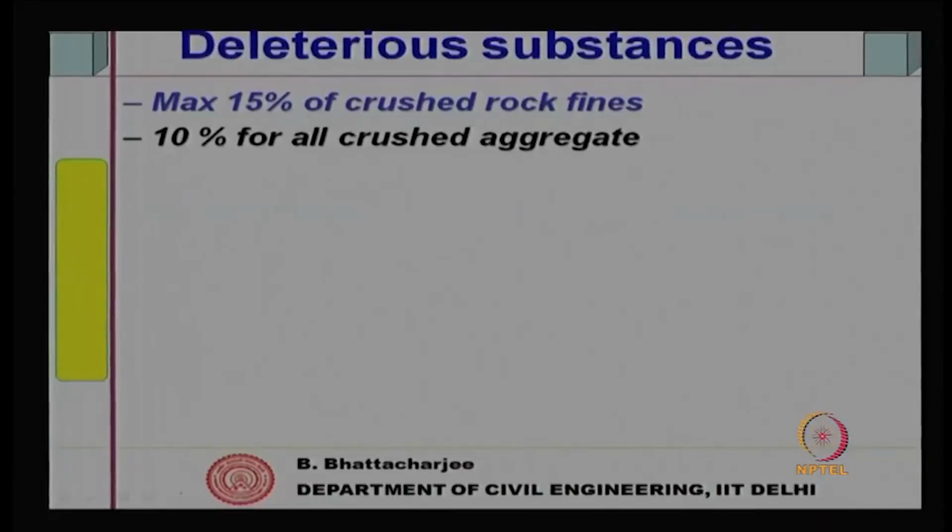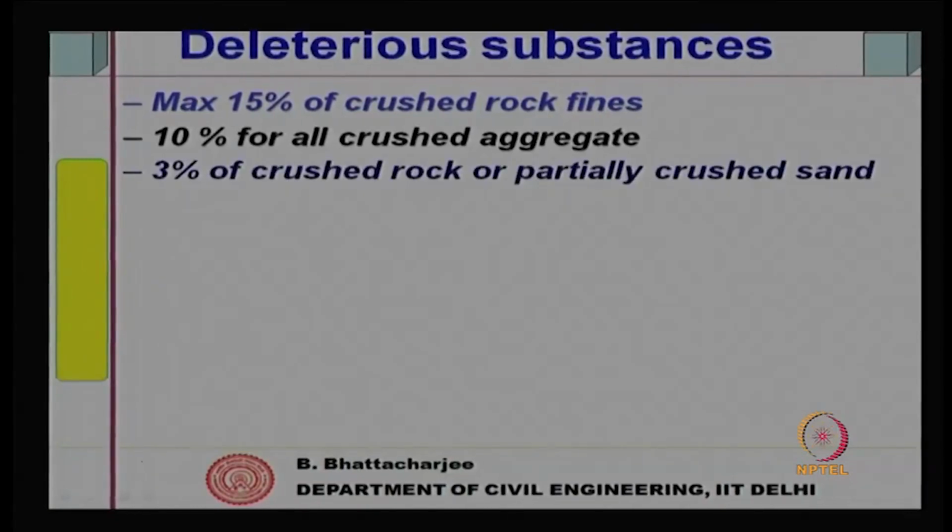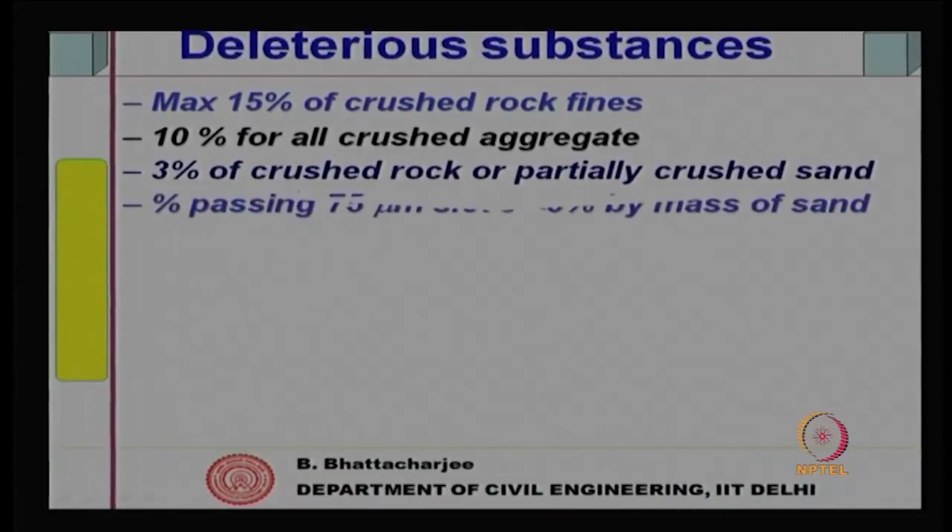Maximum deleterious substance should be 15% in crushed rock fines and 10% for all crushed aggregates, and 3% for crushed rock, partially crushed rock or partially crushed sand. These are the limits. The percentage passing through the 75 micron sieve should be less than 3% by mass of sand. This is the silt or clay, and this should be less. So, these percentages are given.